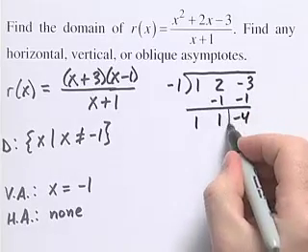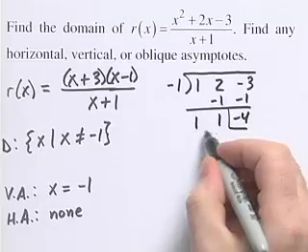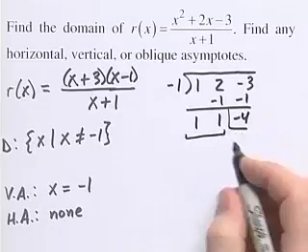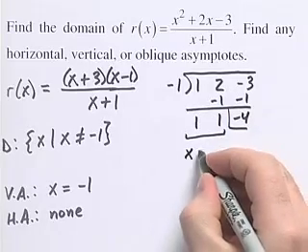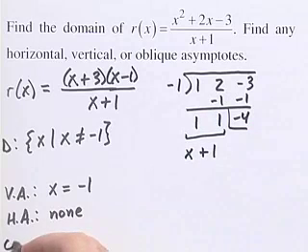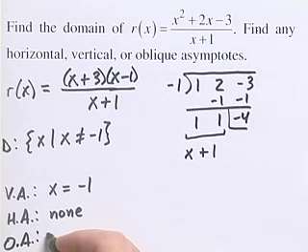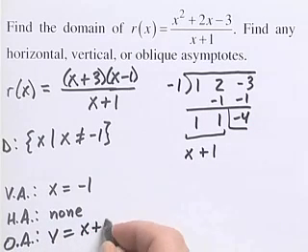So we can see that our remainder is going to be negative 4. Our quotient here gives us our oblique asymptote. This is going to be x plus 1. So we have an oblique asymptote of y equal to x plus 1.